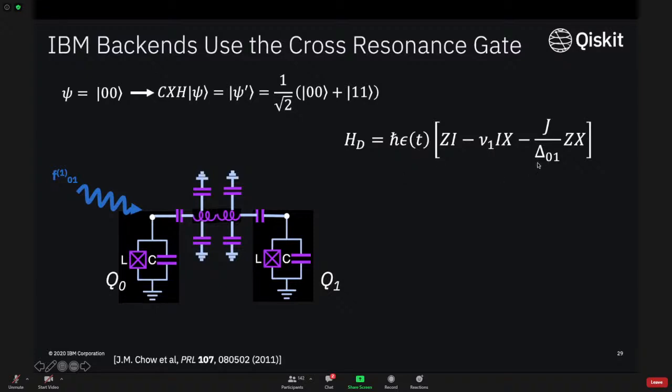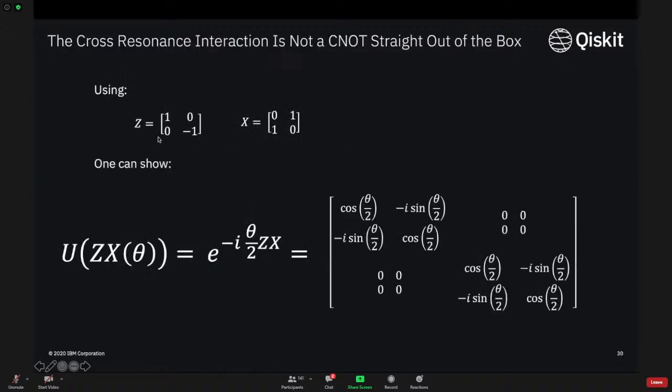But for the time being, let's go ahead and assume that we have only this ZX interaction. And how is it, once we've gotten rid of these other terms, that we can build a C0 from the ZX interaction? Well, if you take the Z Pauli matrix and the X Pauli matrix, and you do Z direct product with X, and then you exponentiate that with some arbitrary theta, this is the matrix unitary that you end up evolving.